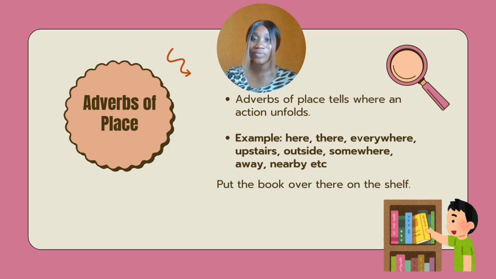So examples of words you see under adverb of place, you have here, there, everywhere, upstairs, outside, somewhere, away, nearby, and so on. So example, you put the book over there on the shelf. Where should I put the book? Over there on the shelf. I'm going somewhere. I am sleeping upstairs. Or where is your brother? He is reading upstairs. Sarah, come here. Do you understand?